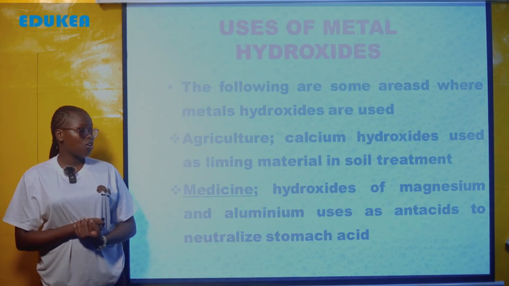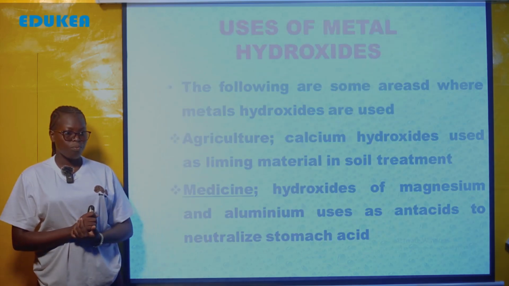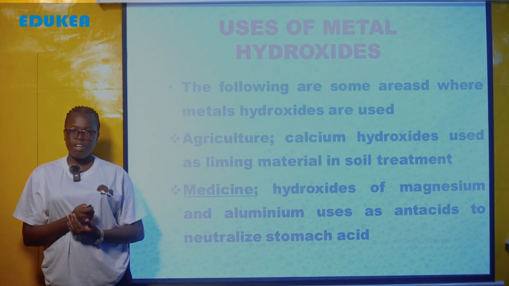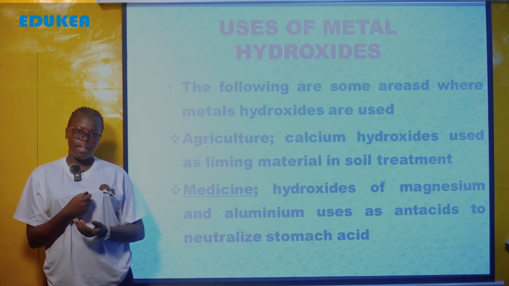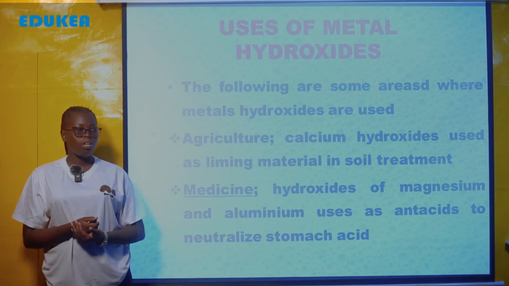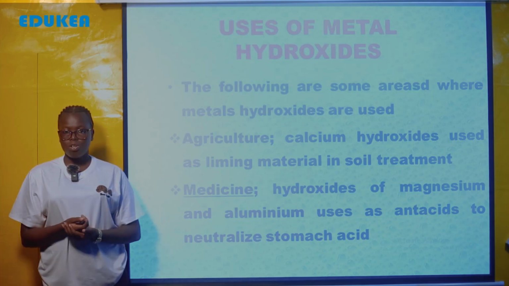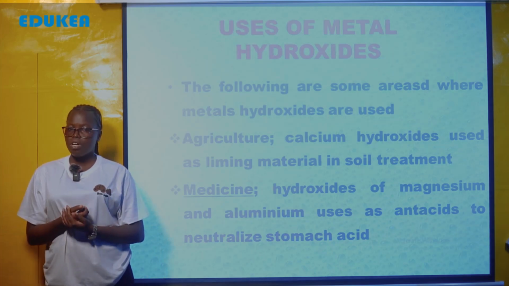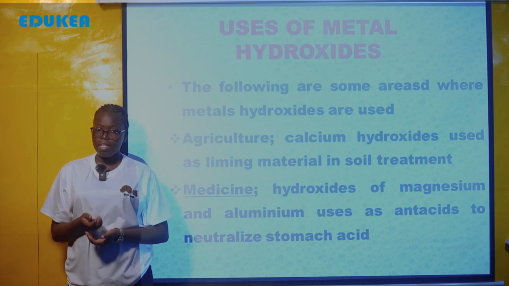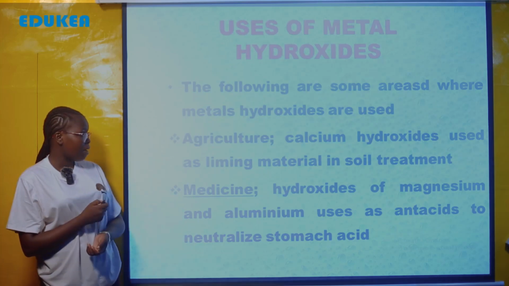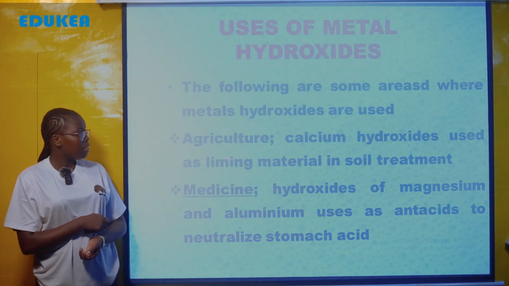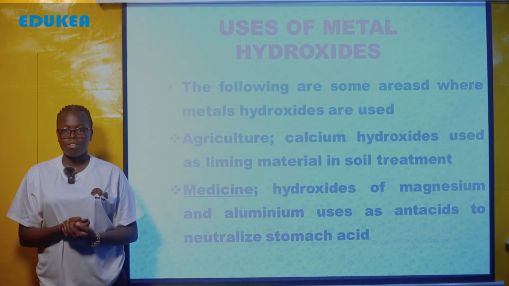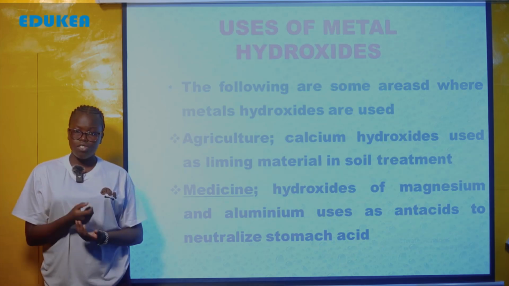Uses of metal hydroxide. The metal hydroxide has got different uses in different fields in our daily life and in chemical industry. Let us consider a few uses of metal hydroxide in our daily life. Example, in agriculture. In agriculture, we have calcium hydroxide. The calcium hydroxide is used as a liming material.